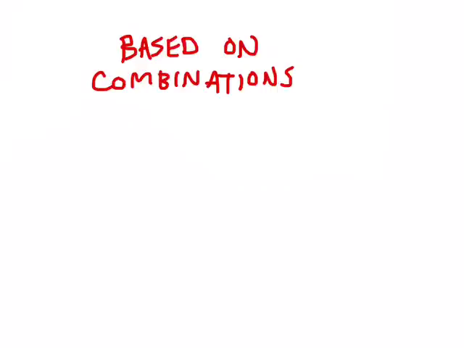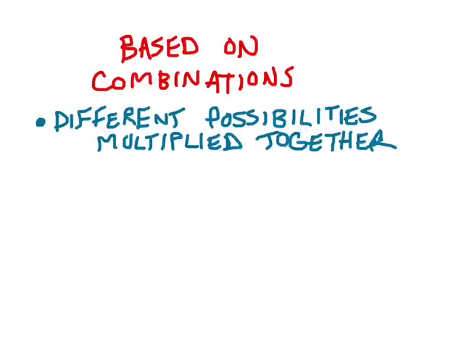The other thing to know is that compound probability is really heavily based around the idea of combinations. We talked before about how different things can be combined together into lots of different combinations. And we can find out how many combinations are possible by multiplying the different possibilities together. You'll find that when you're doing compound probabilities, you're doing the same thing.